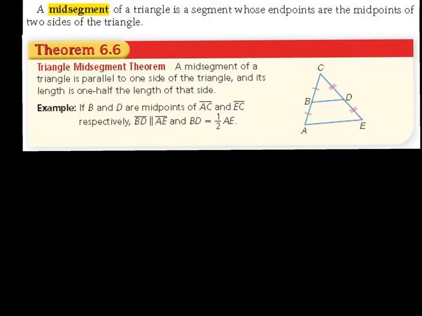So in this example, they said if B and D are midpoints of segment AC and EC, so they marked that with the tick marks, so these two are the same and these two are the same. And BD is parallel, they didn't mark that, we'll mark it with arrows, to AE, and then BD must be 1/2 of the length of AE. So if I let this be 2x, this would be x for any number we put in for x.